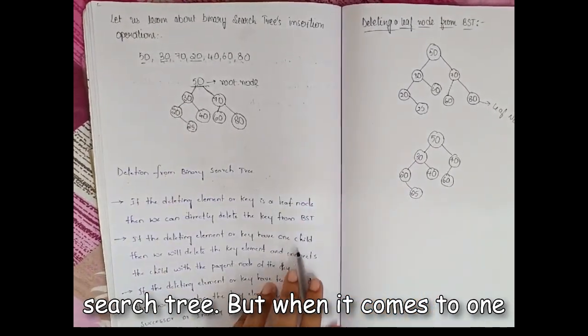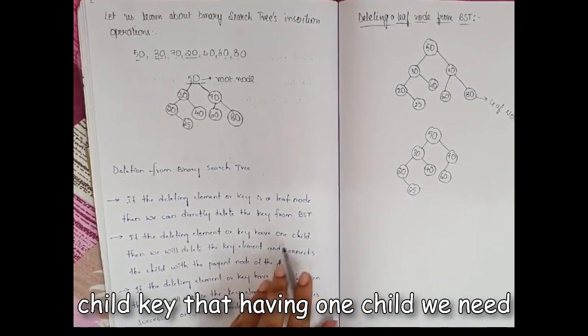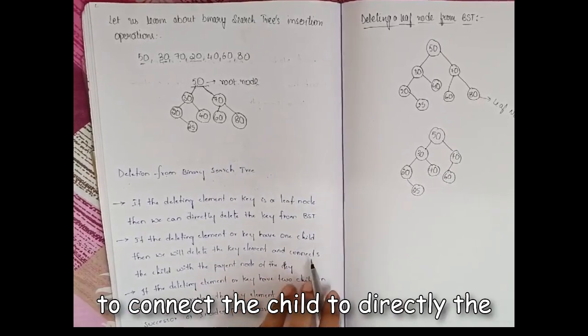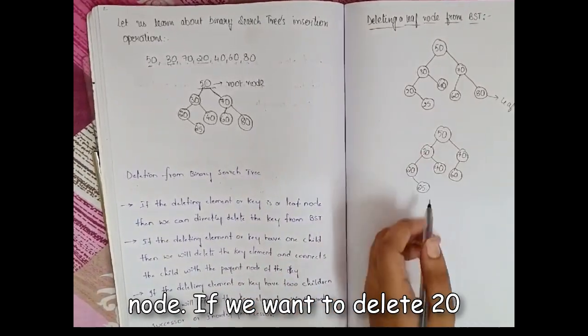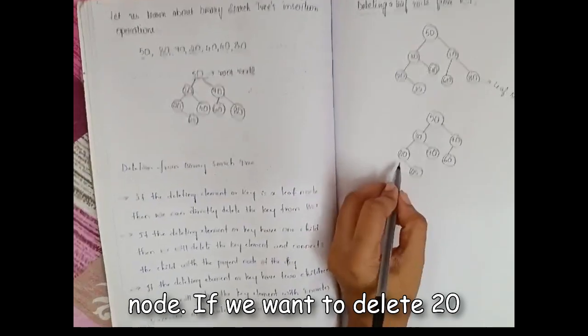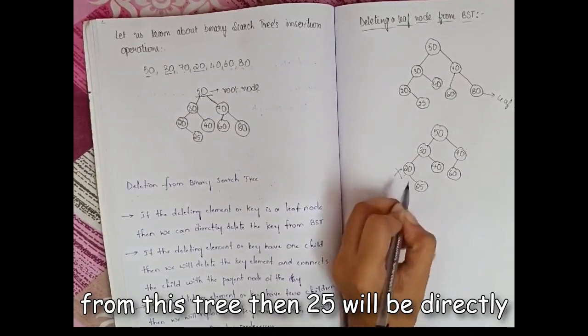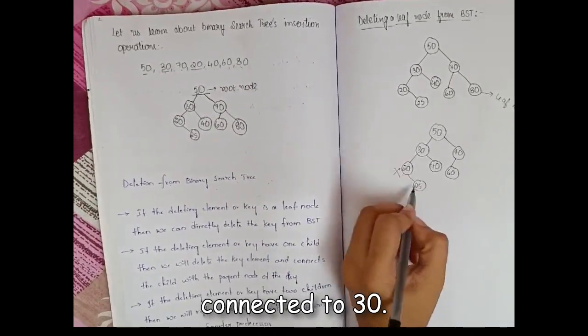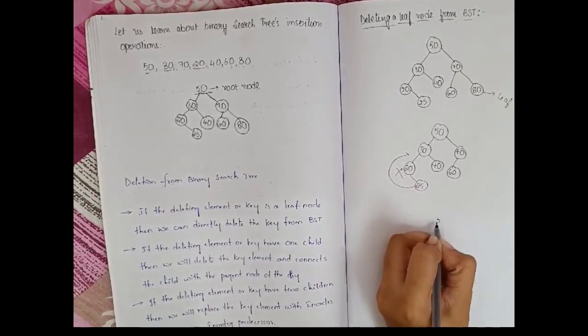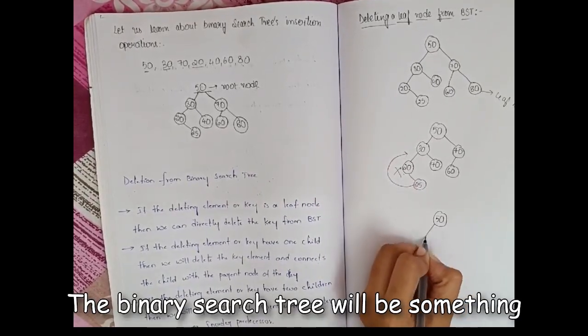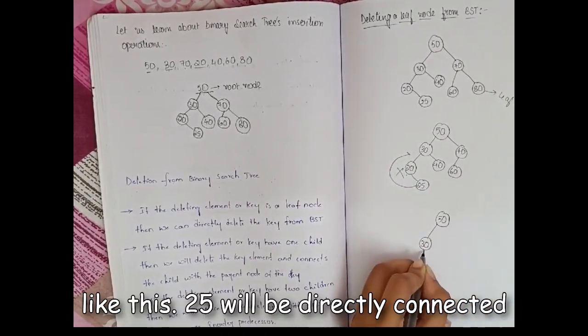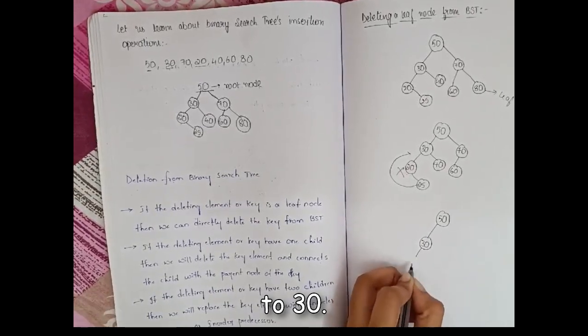But when it comes to a key having one child, we need to connect the child directly to the node. If we want to delete 20 from this tree, then 25 will be directly connected to 30. The binary search tree will be something like this. 25 will be directly connected to 30.